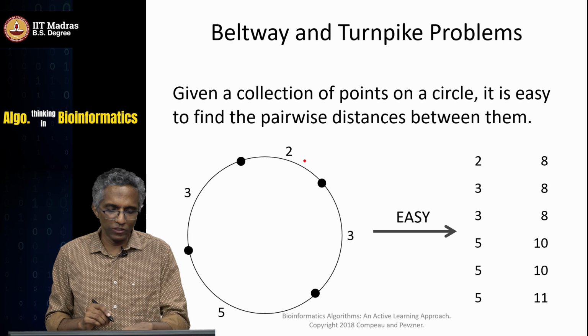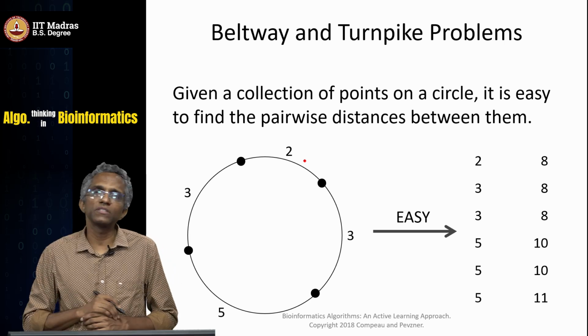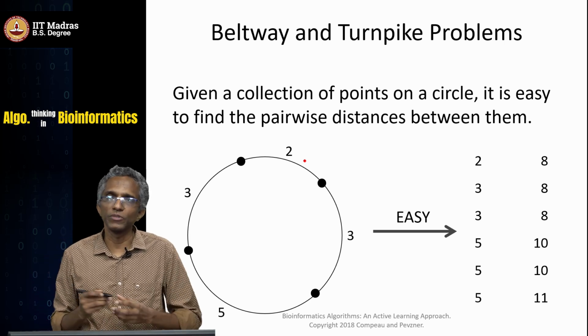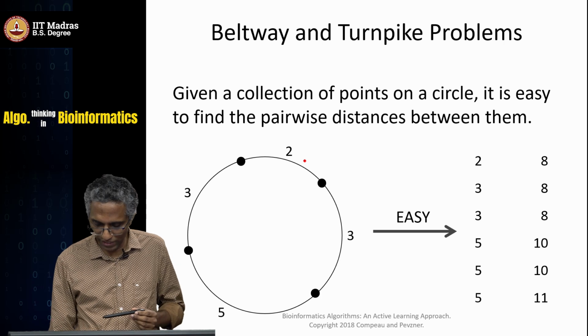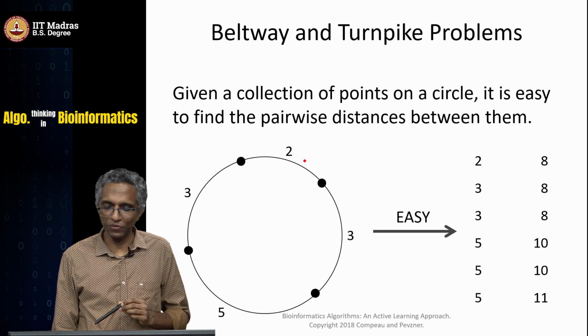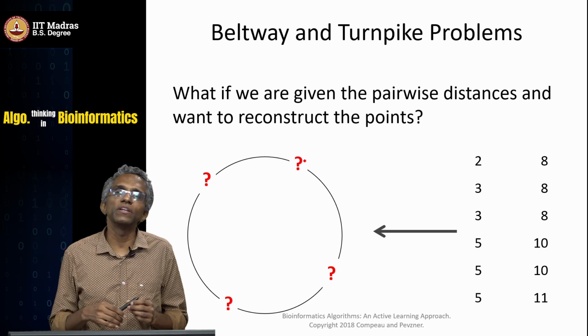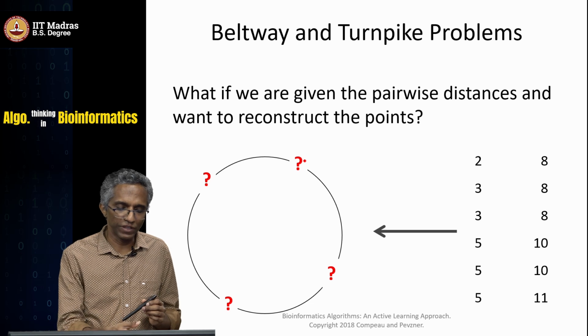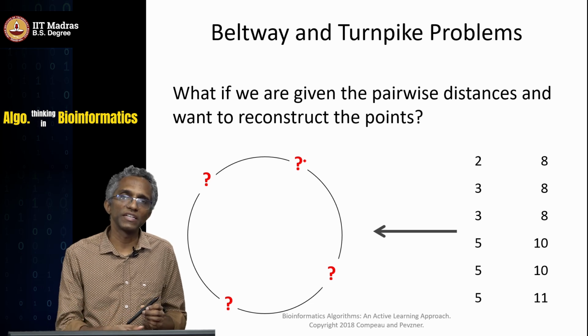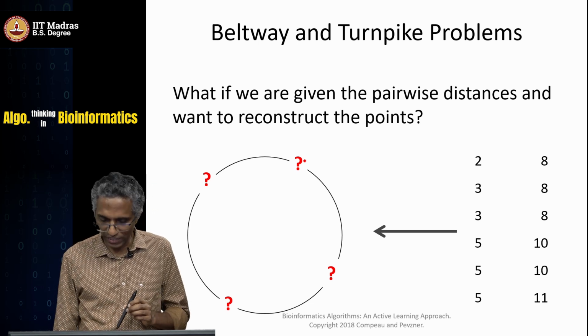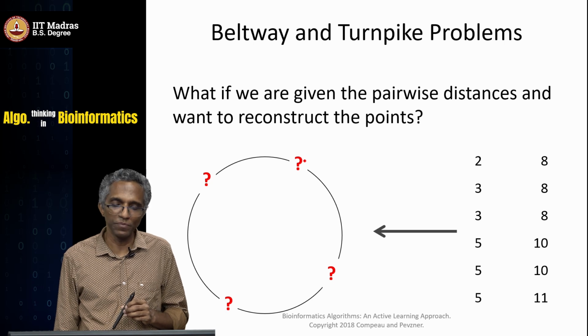Going from the arrangement of points on a circle to the pairwise distances along the circle, where the distance is measured along the circle, is an easy one, right. But of course, what we have is pairwise distances between points on a circle, and we need to figure out where the 4 points are placed on the circle. This is a hard problem, right.